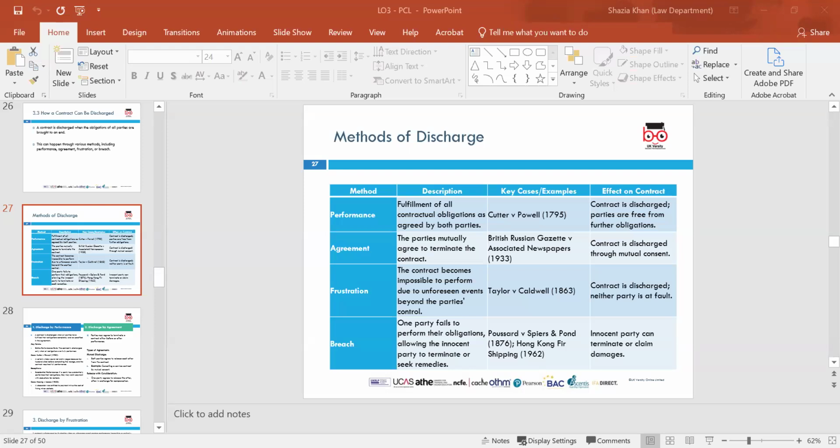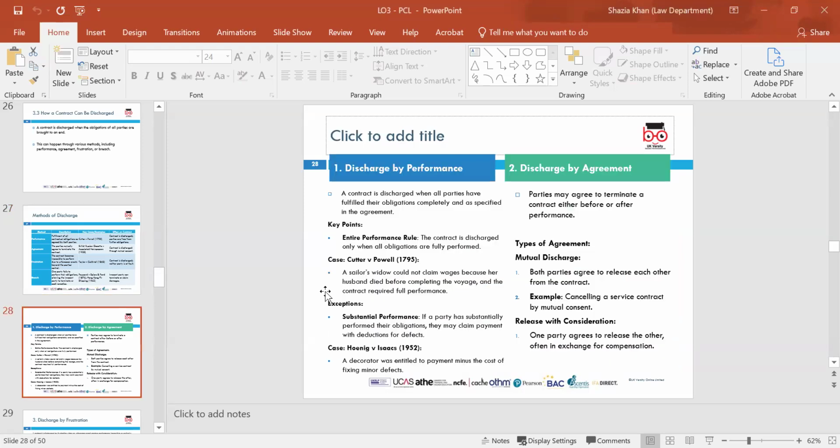And the final one is breach, which is if one party fails to fulfill their contractual obligations, this can constitute a breach, allowing the non-breaching party to terminate the contract and seek remedies. The case of that is Poussard v Spiers and Pond, 1876, and the case of Hong Kong Fir Shipping. And here the effect on the contract is that the innocent party can terminate or claim damages, as we've just said. Next one is this. We'll go through each one in a little bit more detail.